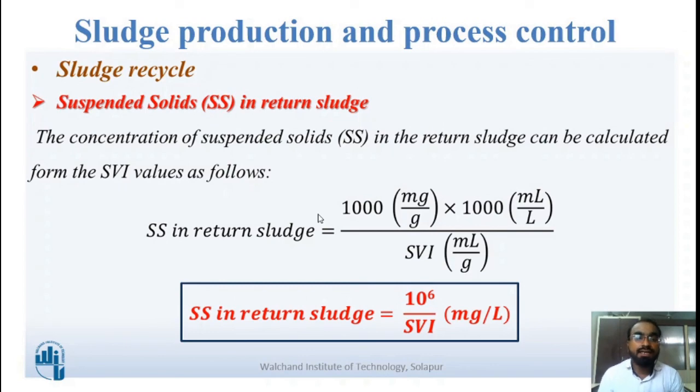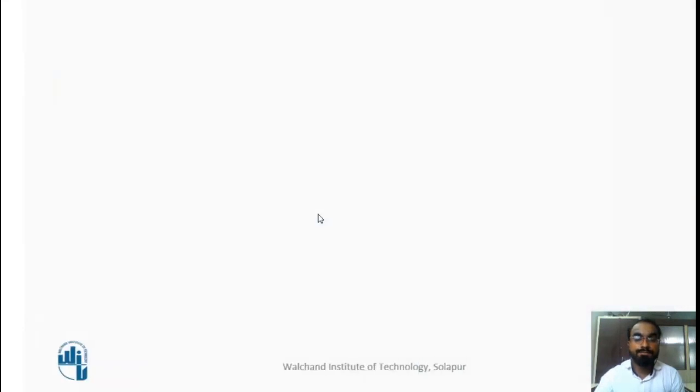There is another term, that is suspended solids in return sludge. That is how much suspended solids or inert suspended solids will be there in the return sludge. Logically speaking, there should be much lesser suspended solids there. How is it calculated? It is 1000, which is mg per gram, multiplied by 1000, that is ml per liter, divided by SVI, which is in ml per gram. So in simple words, SS in return sludge is written as 10 raised to 6 divided by SVI, and it has a unit of mg per liter.